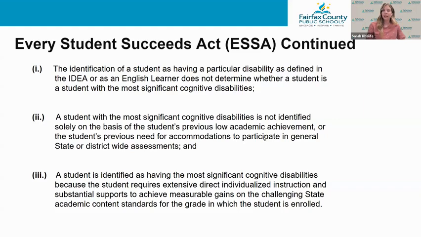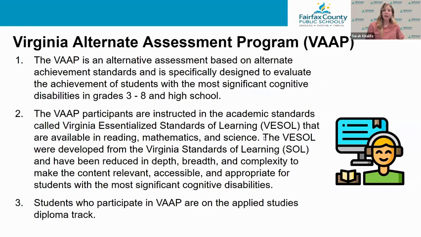All right. Now that you have a little bit of background about the Every Student Succeeds Act, let's learn a little bit more about the VAAP. So the VAAP is an alternative assessment based on alternate achievement standards, and it is specifically designed to evaluate the achievement of students with the most significant cognitive disabilities in grades 3 through 8 and high school.